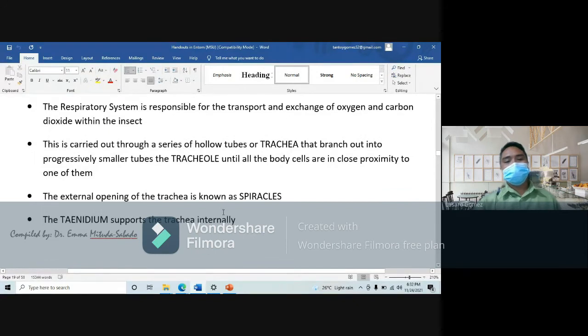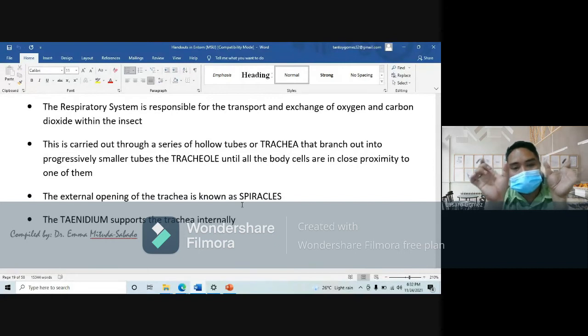The external opening of the trachea is known as spiracles. Okay? External opening of the trachea. Asa makita ang spiracles? Most likely naa siya sa iyang abdomen, but there are also some spiracles located sa iyang insect thorax, pero dili siya kadaghan, kay ang spiracles naa naman siya sa iyang soft part sa insects, most likely.